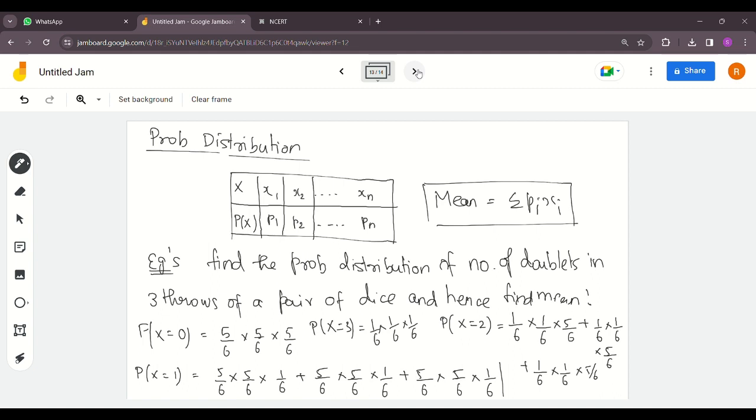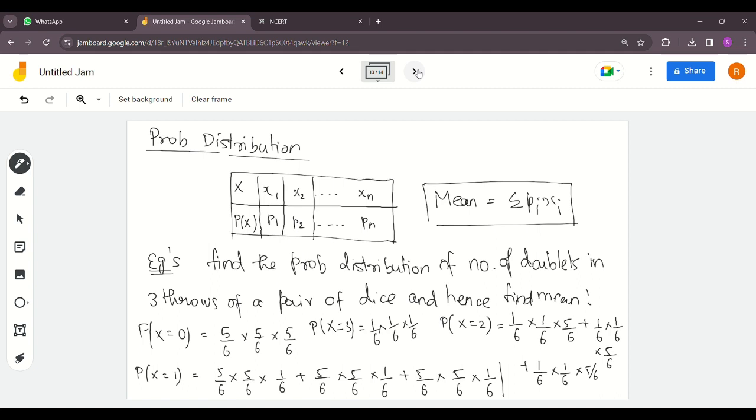Now the probability of not a doublet. So 0 doublets means 1 minus 1 by 6, complementary events, which is 5 by 6. So for 3 throws of dice, it is 5 by 6 into 5 by 6 into 5 by 6, which will give you the answer 125 divided by 216.